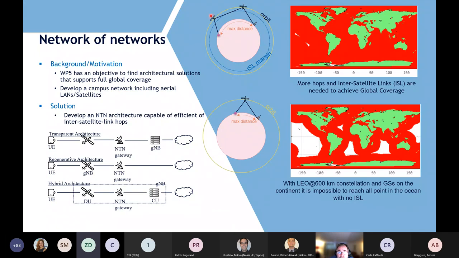So if we allow a couple of hops between satellites, as is shown here, we are actually able to cover the whole Earth. So that implies that we need some architecture to allow efficient inter-satellite link hops between the satellites. This is shown by the transparent and yet regenerative architecture. So we probably then go for something.